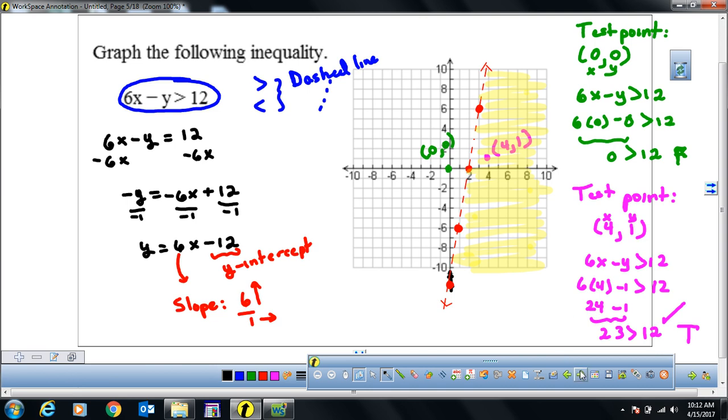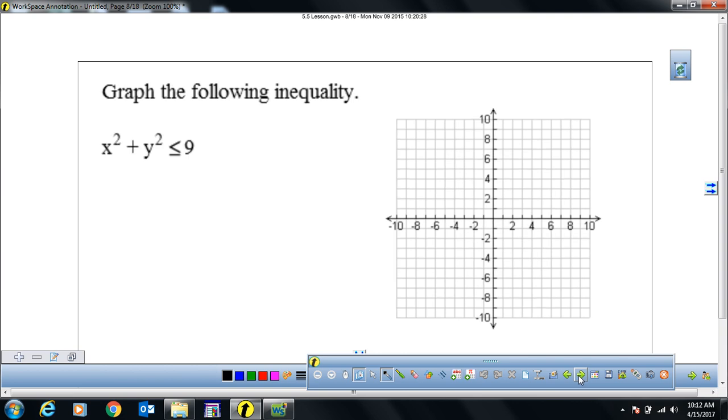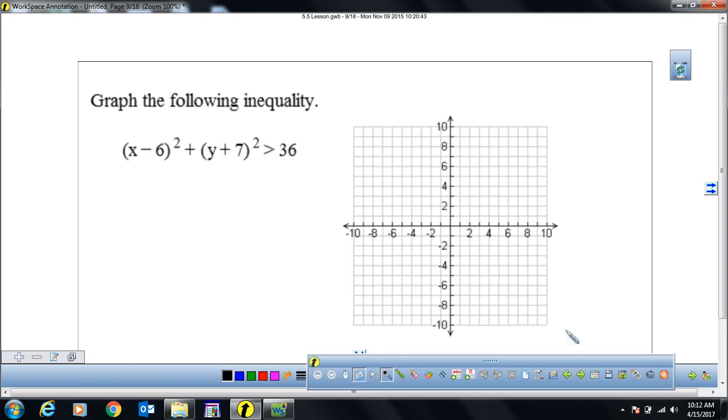Next equation. We're going to graph this in a system. Let's start with this one. Graph the following inequality. X minus 6 squared plus y plus 7 squared is greater than 36.